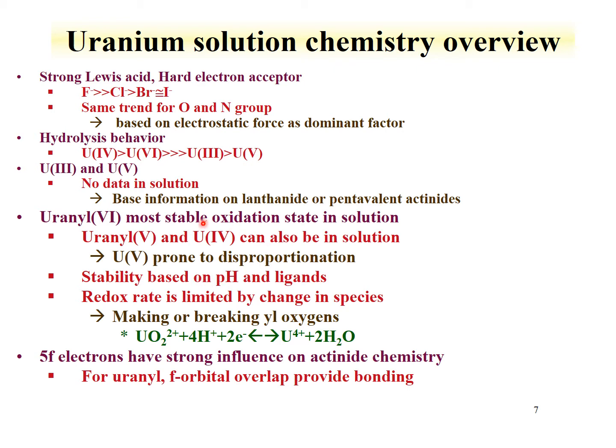Now, the relative stability of some of these compounds can be changed based upon pH and complexation to ligands, and we'll explore that in a little bit. The main driver of this chemistry, and why uranium-6 has this uranyl behavior, has to do with the 5f electrons, and we'll demonstrate that with molecular orbitals.